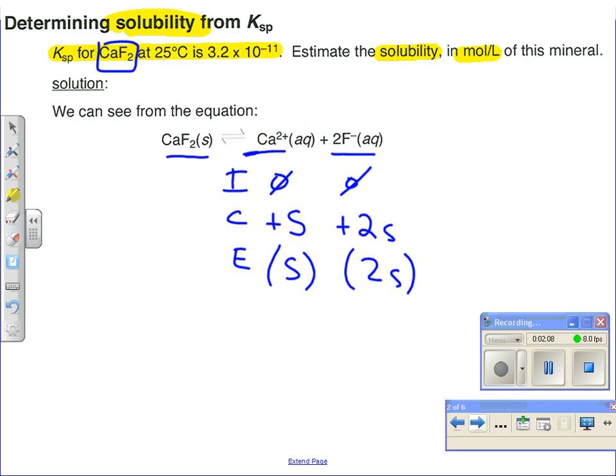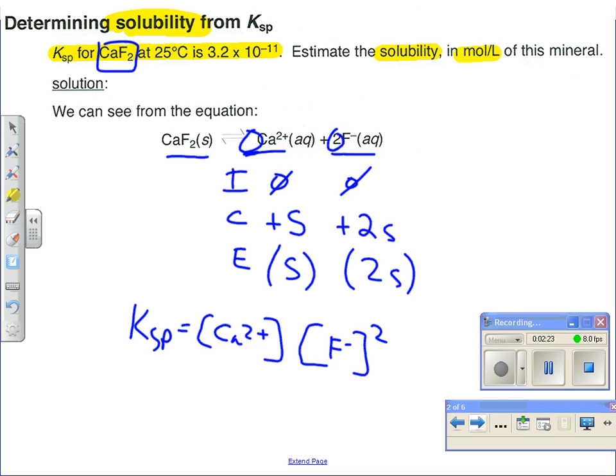Then I write my equilibrium expression. KSP is equal to the concentration of Ca2 plus times the concentration of F minus to the second. Where does that come from? Here. I write out the expression, and the coefficients become exponents. That was the third step. The fourth step is to drop the values from the E line into the expression. I take the E line value for calcium and drop it in, which is S. I take the E line value for F minus and drop it in there, which gives me 2S, and in the expression it's squared.